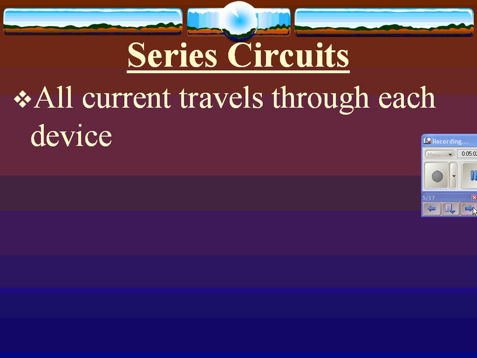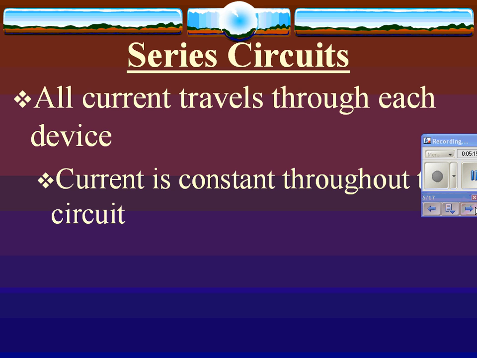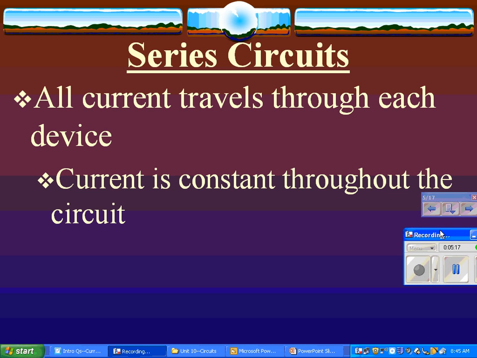So the first kind of circuit we need to talk about is what's called a series circuit. A series circuit is oftentimes the simplest one to deal with. In a series circuit, you have one path, and all of the current travels through all of the devices. Since you only have one path in a series circuit, the current throughout that circuit is constant.